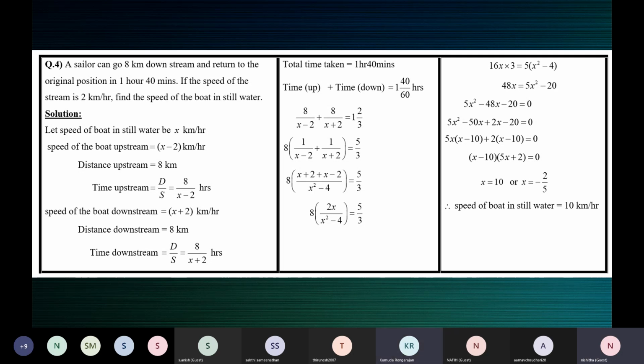What is going upstream? Going against the flow, opposite of water. Correct. Against the speed of the water or in the opposite direction. So where is the net speed more, upstream or downstream? Downstream, because downstream what happens?